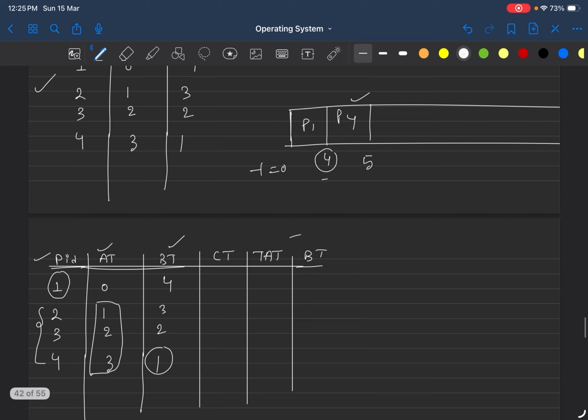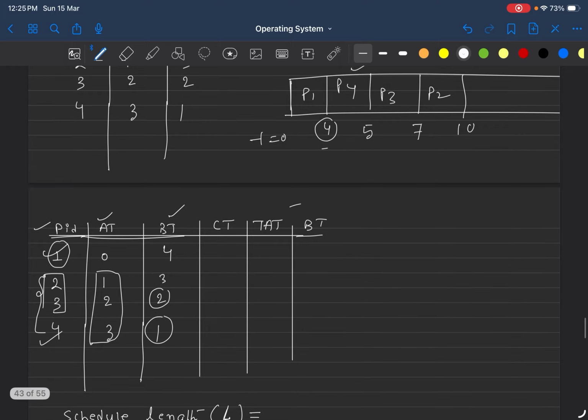Then we have already executed 1 and 4 both. 2 and 3 are pending. Which one has the least amount of burst time? That is process 3. So process 3 will be scheduled, and burst time is 2, so 5 plus 2 is 7. Then process 2, with burst time 3, so 7 plus 3 is equal to 10. Alright, let me change the color.